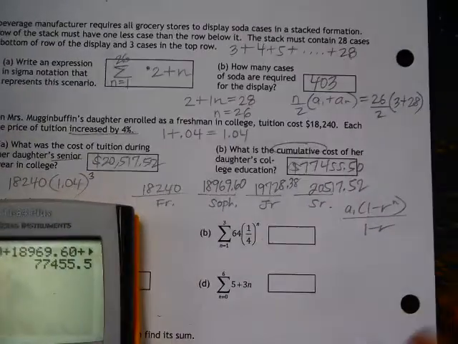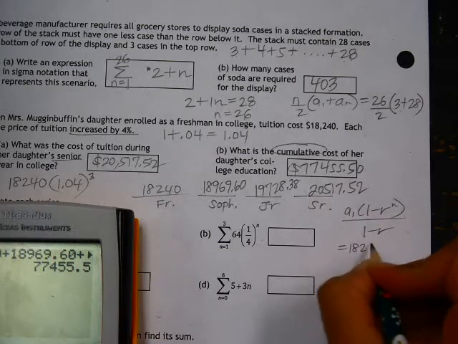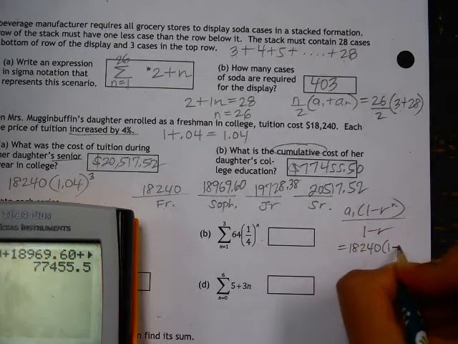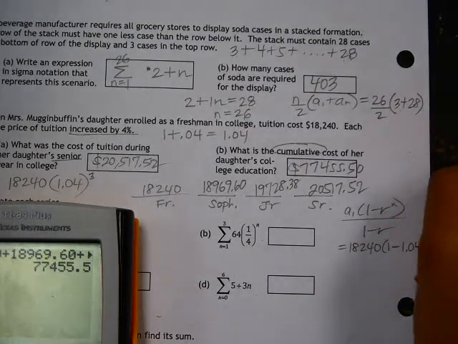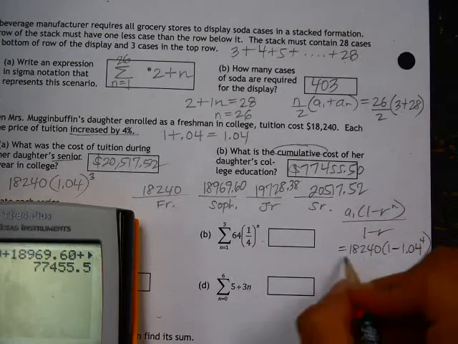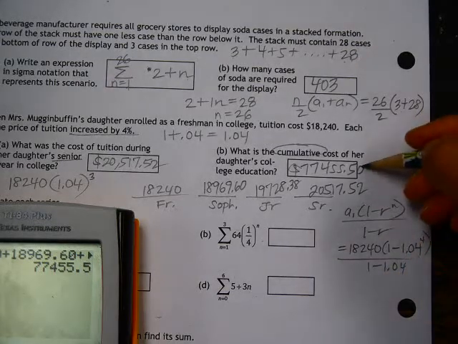So in this case, you have the first term is 18,240. 1 minus the multiplier is 1.04. You have 4 terms, and then 1 minus the multiplier. This should give you the same answer as we got up here.